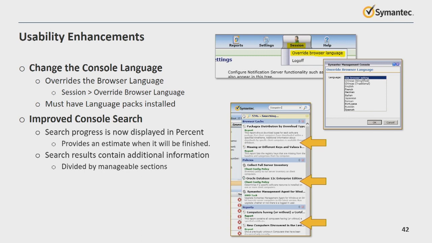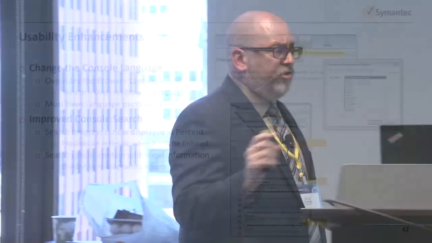It will show you divided results like you've seen in the last release, but it has also added a whole bunch of information. So if you are really good at creating reports with a good description, that description will be in each one of the search items. So you get additional information.